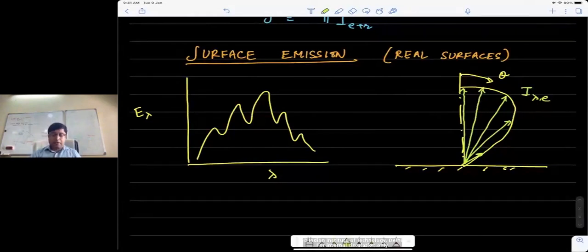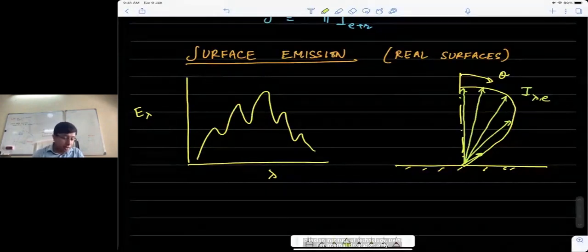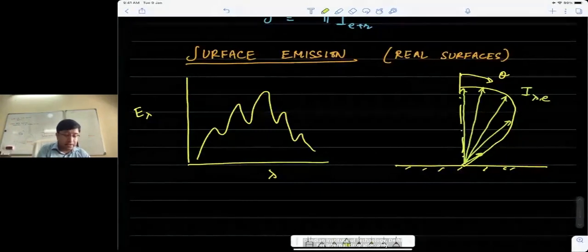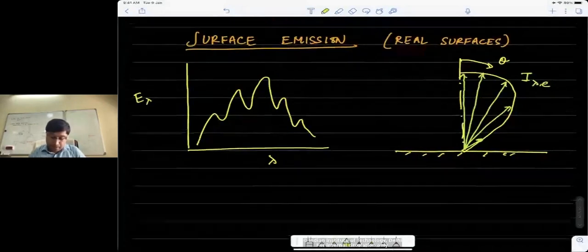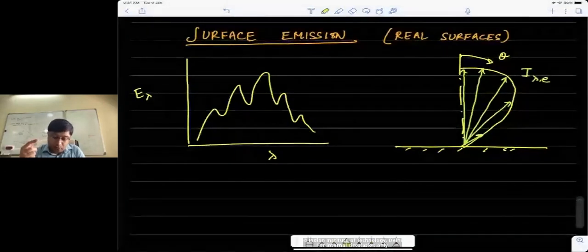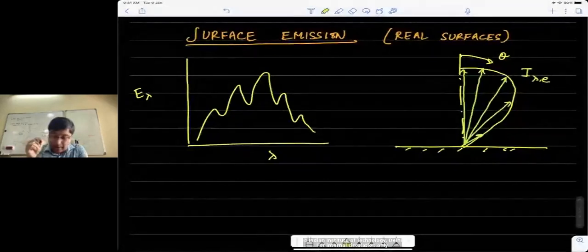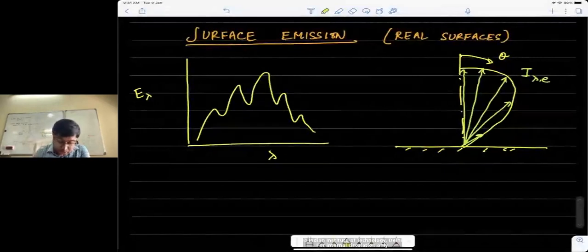So a real surface is one in which the spectral emission and the directional emission both differ. They differ in terms of wavelength, and they differ in terms of the direction along which you are emitting. So this emission actually depends on a number of factors, and this is what I want to describe today. The amount of radiation that the surface emits depends on lambda. I'm not concerned about lambda only. It also depends on a few factors.